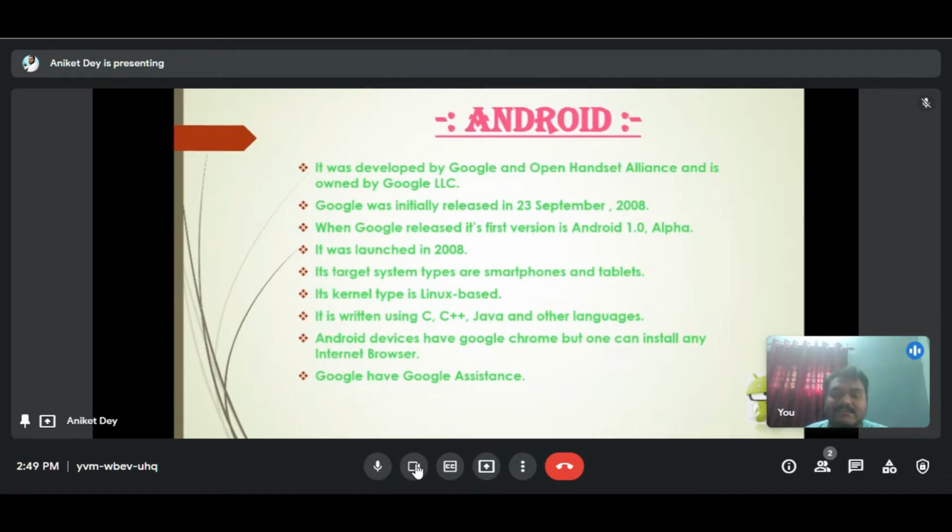Its kernel is Linux based, and the programming languages used in this software are C, C++, and Java. Android versions have Google Chrome, but any user can add any browsing software on it. And Google has a voice assistant.